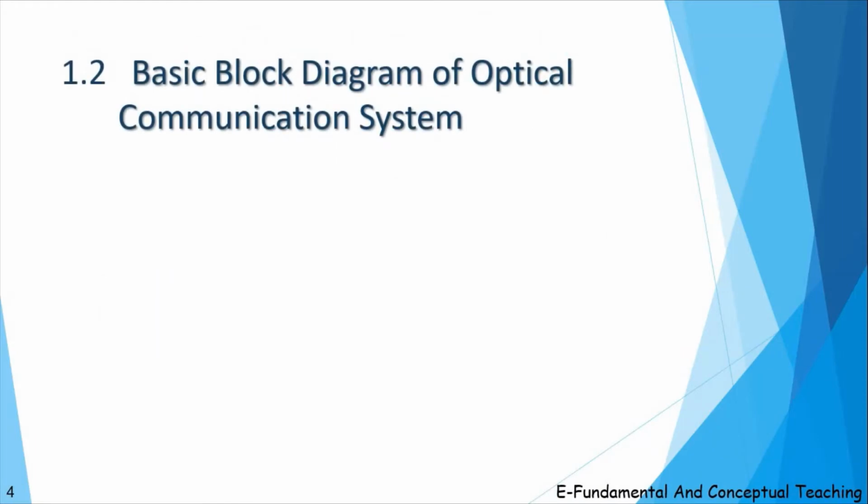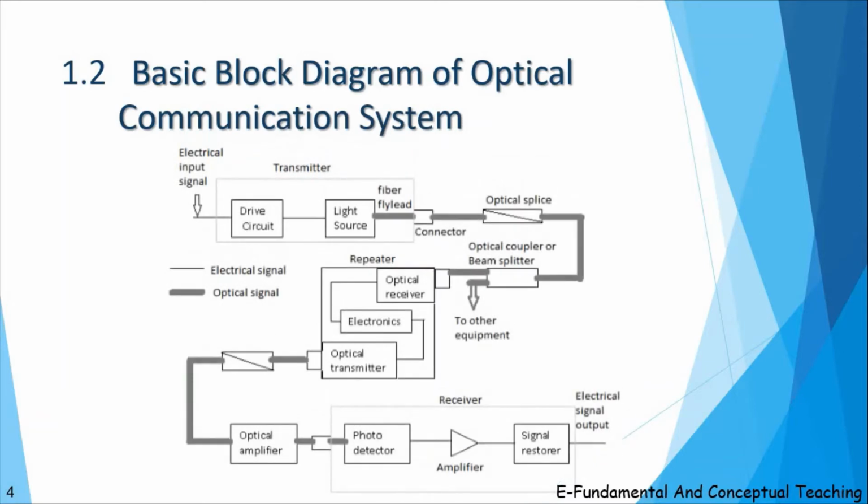Basic block diagram of optical communication system. Electrical signal is converted into optical signal in the transmitting section with the help of driver circuit and light source. Repeater stage is necessary if the fiber optic cable is used to transfer the data for longer distances. At the receiver end, it is again required to convert optical signal into an electrical signal, and this is done by using an optical detector.